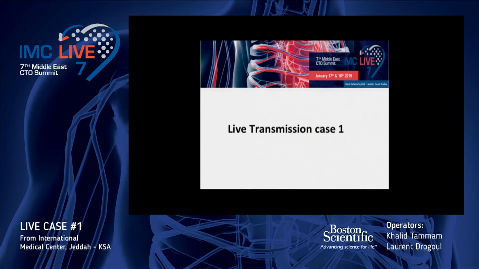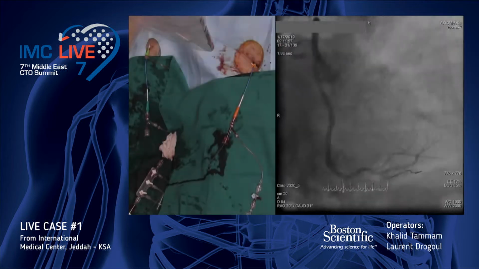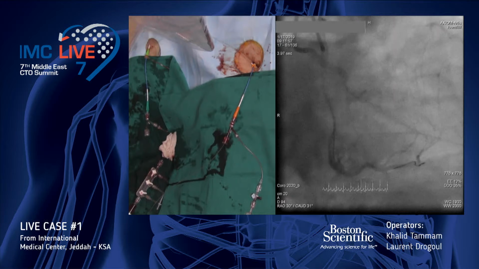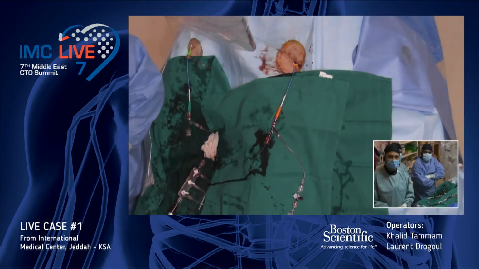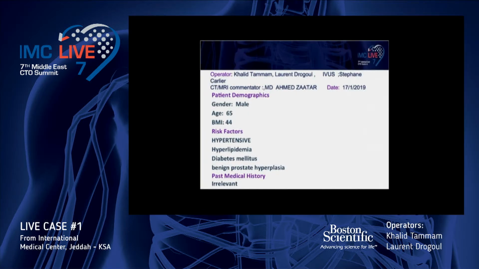Okay, next one. Next slide, please. This is a 65 years old male patient. He is morbidly obese with a BMI of 44. He's hypertensive, hyperlipidemic, diabetic, and he has BPH. Okay, next.